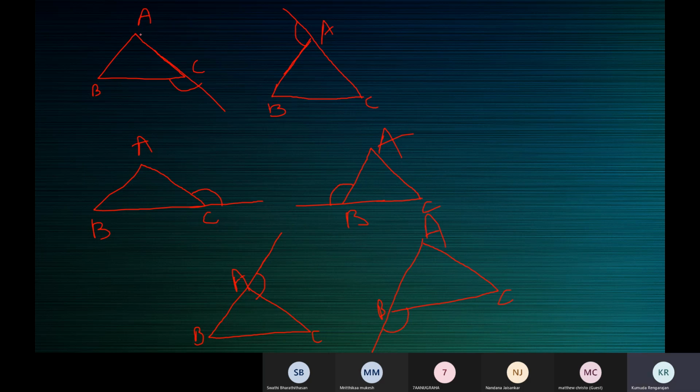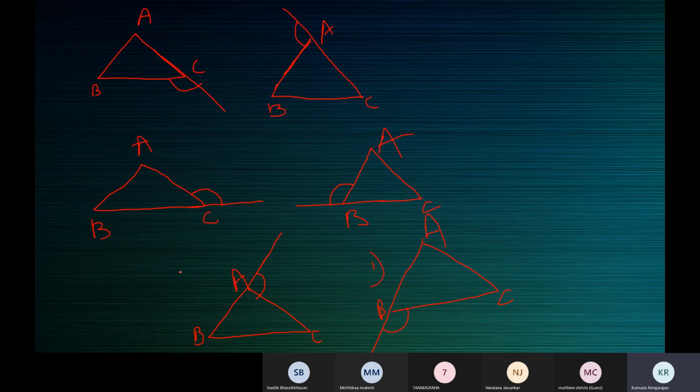So here you can see this is the side AB. Now side AB is produced. Can you see, children? Side AB is produced and an exterior angle is formed here. Yes or no? Yes, ma'am. This is the first figure I'm talking about.